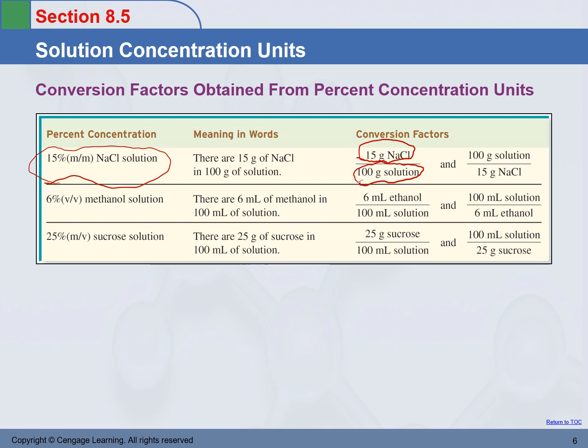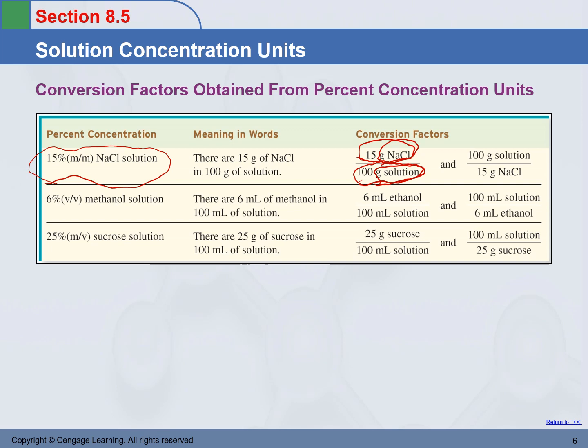That's a conversion factor. It is a ratio of two different units. On the top is grams of solute, which is sodium chloride. At the bottom is grams of solution. It is a ratio of two different units. It is a conversion factor.